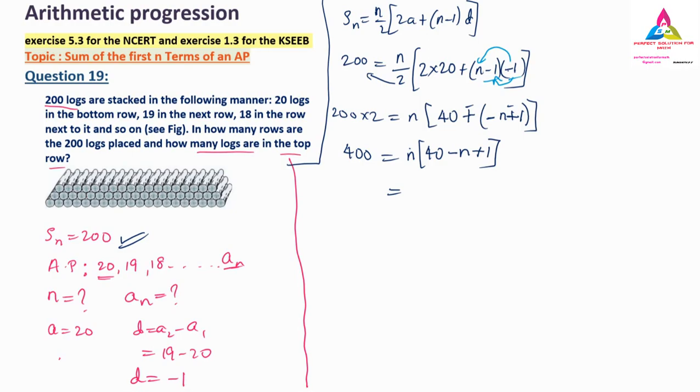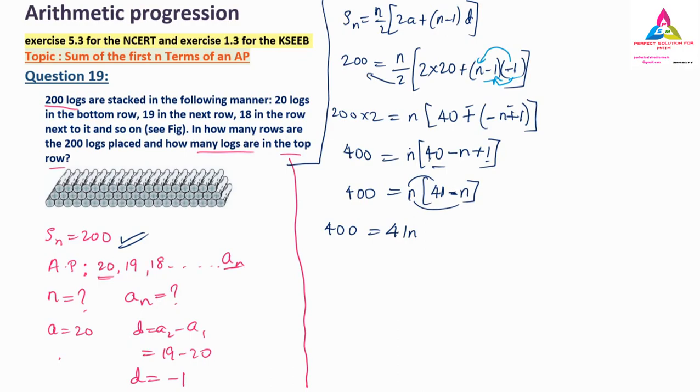So again, simplification further you can do. 400 as it is, this n I will write down as it is here. 40 plus 1 is 41, since 40 and 1 are numbers, so 41. Here remaining is minus n. Okay, so now we can multiply this n with the 41 and minus n also.